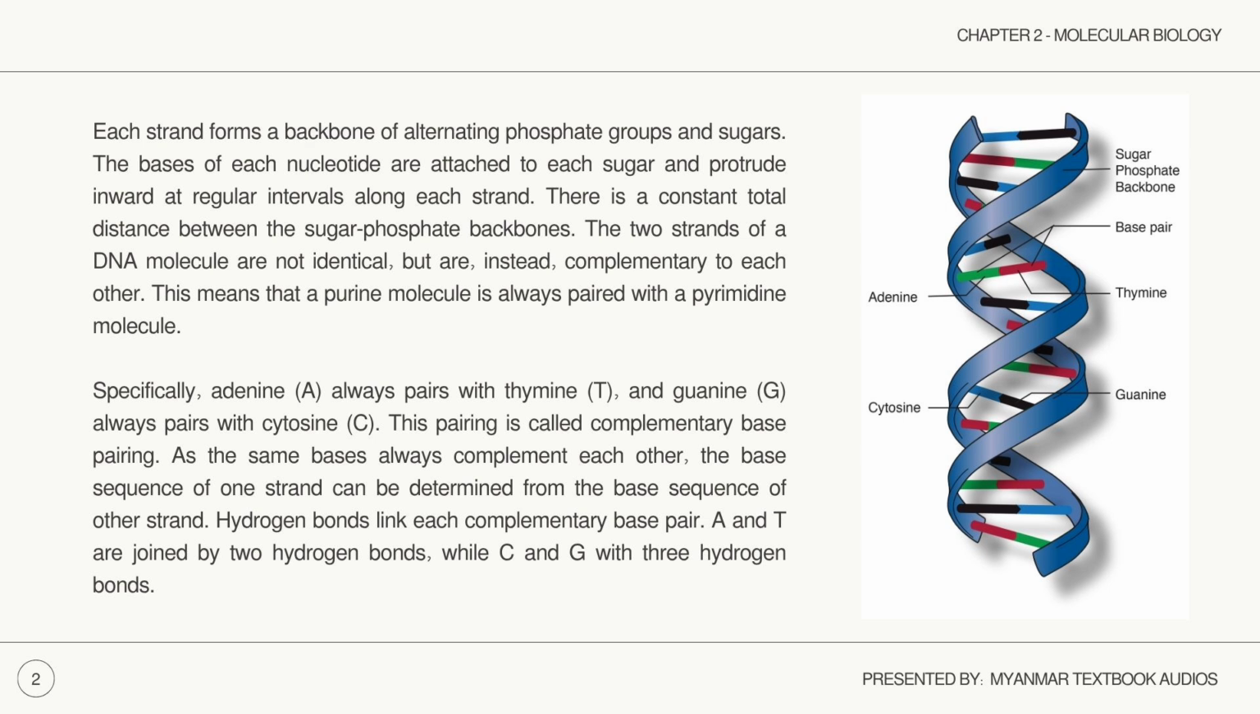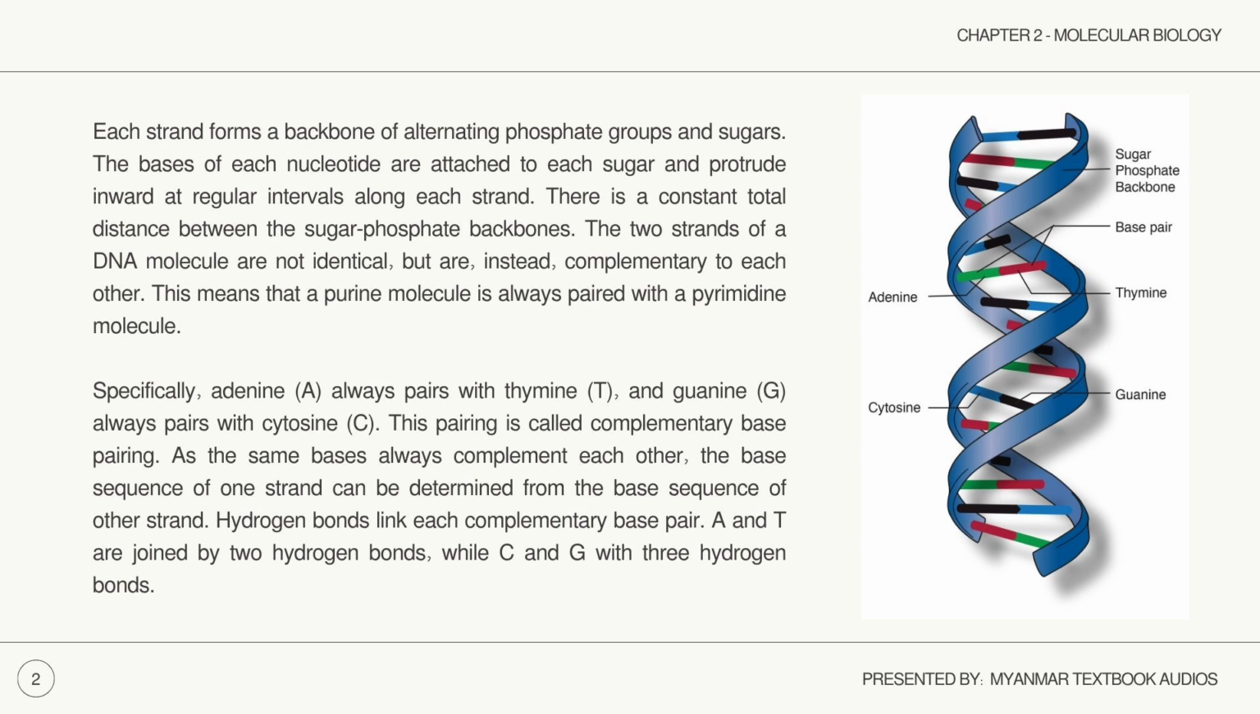Each strand forms a backbone of alternating phosphate groups and sugars. The bases of each nucleotide are attached to each sugar and protrude inward at regular intervals along each strand. There is a constant total distance between the sugar-phosphate backbones. The 2 strands of a DNA molecule are not identical, but are instead complementary to each other.